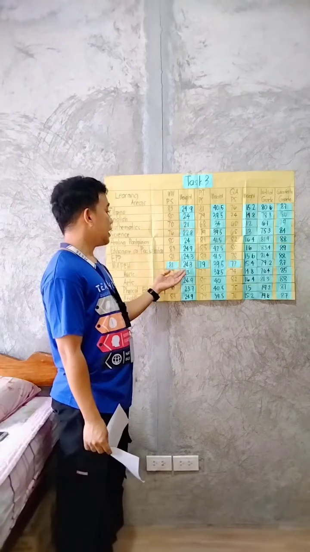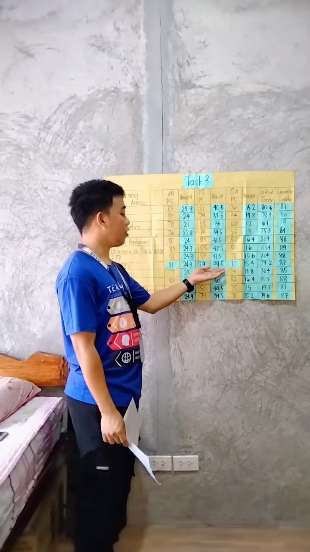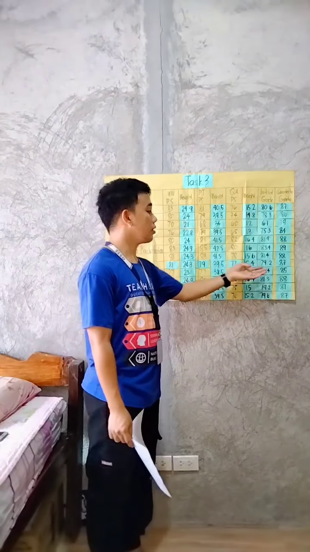The composite grade of Alden in MAPE is 87%. The first thing I do is add the scores of Alden in his written work, performance task, and quarterly assessment, a total of 79.2. So, the transmuted grade of 79.2 is 87%.